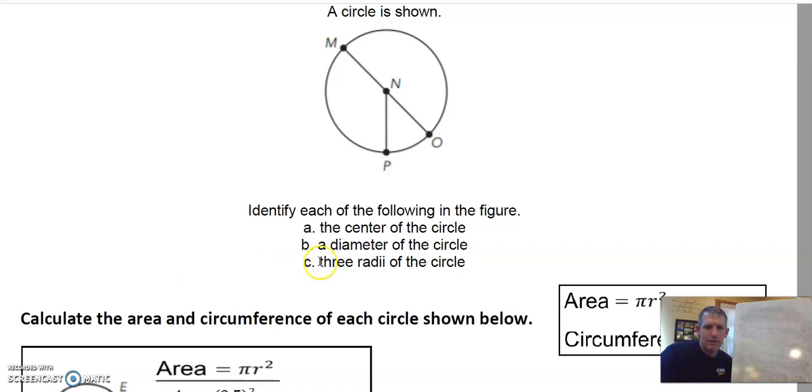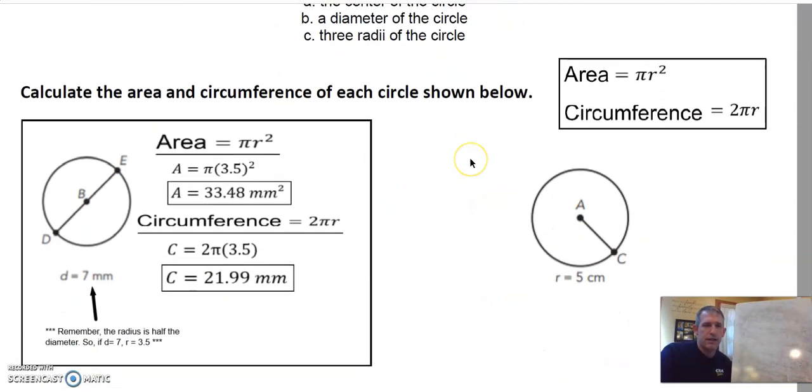So in this circle, we have several features. We have the center, which is here, and this gives the name of the circle, so this would be circle N. And the diameter of the circle, which goes through the center from one edge to the other. So M, N, O would be a diameter all the way across the circle. And then the radii, or the singular would be a radius, would be from any outside point to the center. So really there are several radii, PN, ON, and MN. Again, the difference between radius and diameter: radius is just halfway across, diameter is the whole way across.